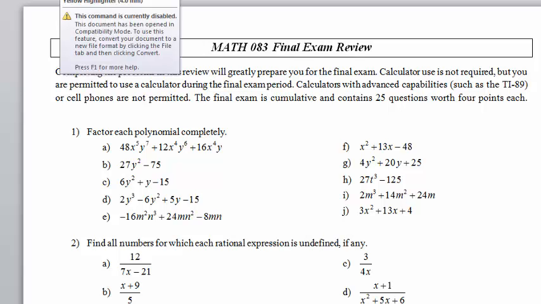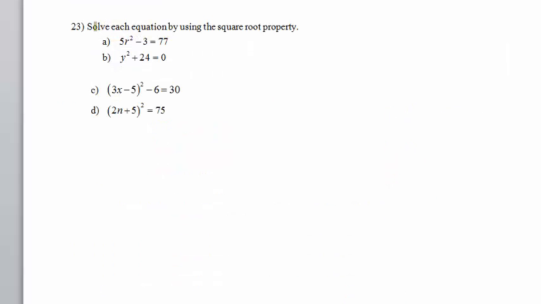Math 083 Final Exam Review Problem 23 Parts A, B, C, and D. In Problem 23 we must solve each equation by using the square root property. Here we have the equation in Part A.